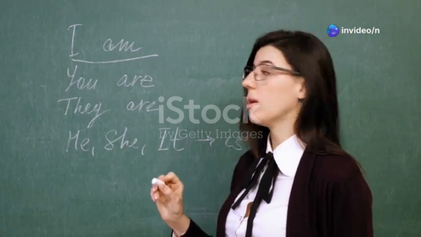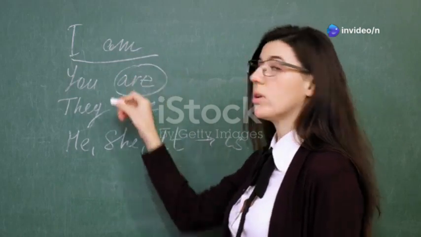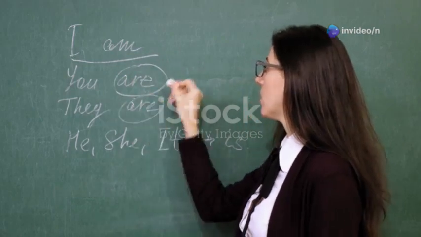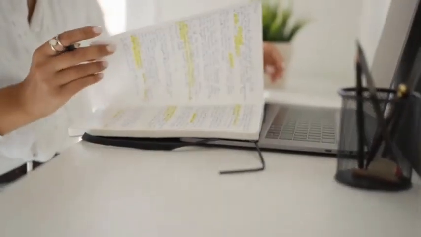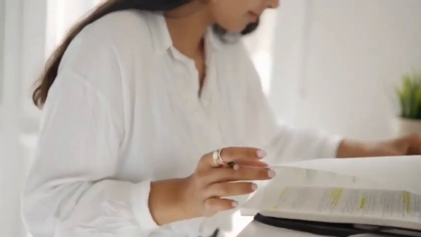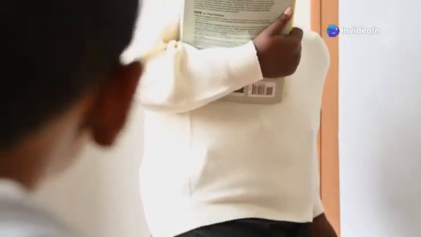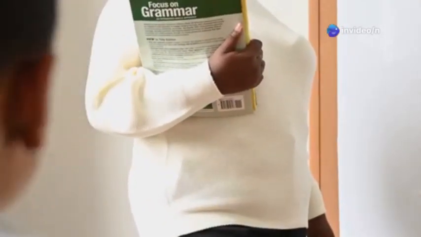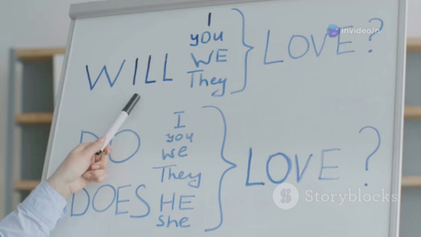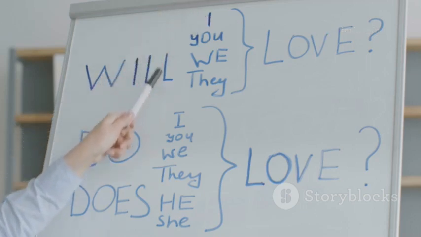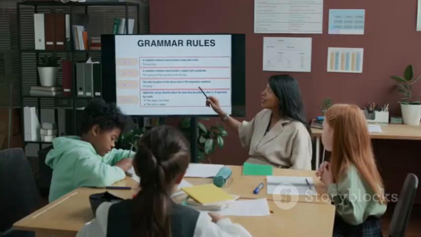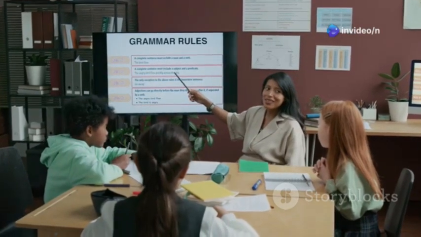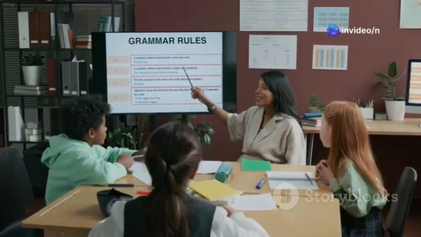In contrast to active voice, passive voice is used when the focus is on the action being performed rather than the doer of the action. In passive voice, the subject of the sentence receives the action instead of performing it. The structure of a passive voice sentence is different from that of an active voice sentence. It typically follows the pattern object plus auxiliary verb, be, plus past participle, plus by plus agent. The agent refers to the doer of the action and is often omitted in passive sentences.